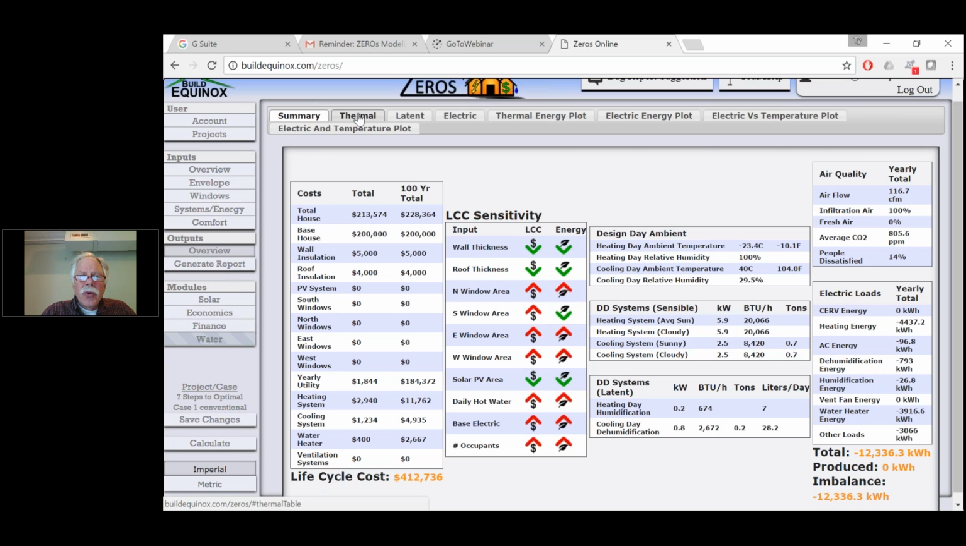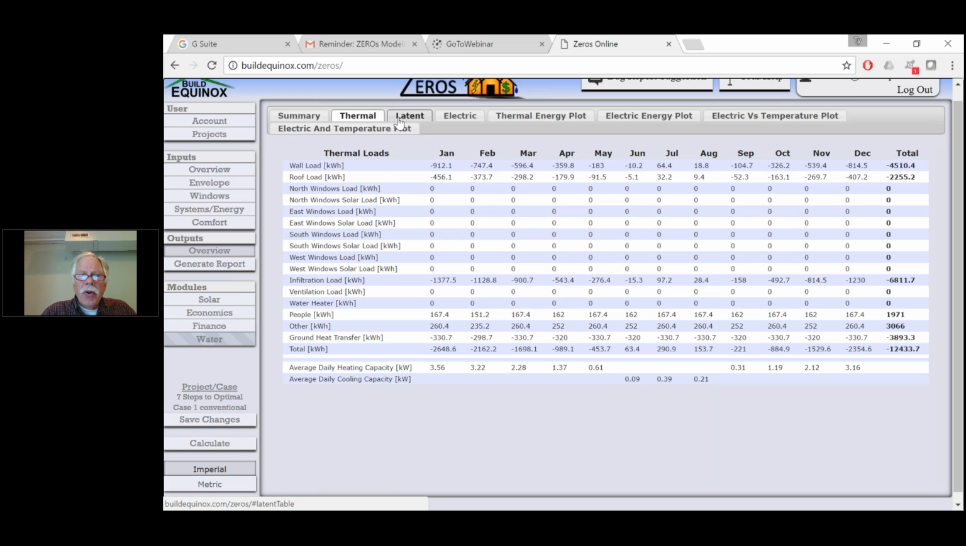So those are some of the details of what you'll see. And up here, I won't go through much detail. I'll let you poke around on that. But you can see what the thermal load is made of as far as wall, roof, windows for each month of the year. And the latent.